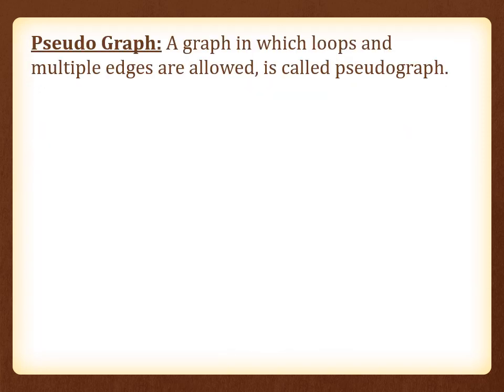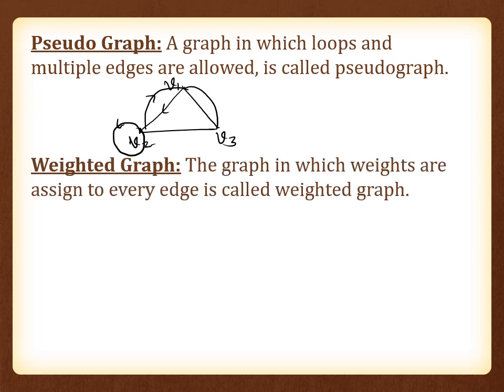Pseudograph. A graph in which loops and multiple edges are allowed is called a pseudograph. So with a pseudograph, loops as well as parallel edges are allowed. We can have loops at certain vertices, and we also can have parallel edges. You can assign direction or leave the edges as undirected. So this is a pseudograph.